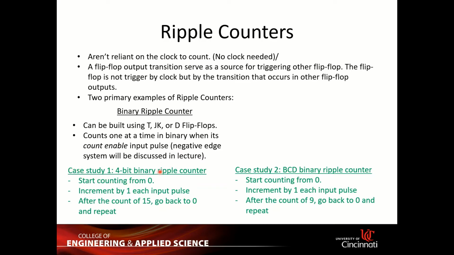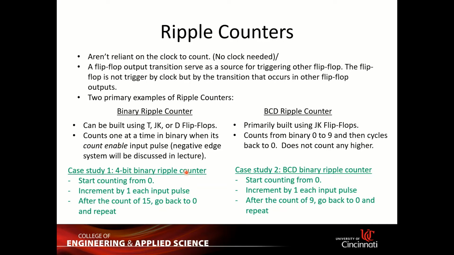So case study for this, if you have a 4-bit binary ripple counter, if you start from 0, okay, which is 0, 0, 0, 0, you increment by 1 in each pulse. After the count go to 15, which is 1, 1, 1, 1, it will go back to 0 and repeat. So another case is the BCD Ripple Counter. BCD basically is similar to binary, but it only represents from 0 to 9. So it will count from 0 to 9, then it will cycle back to 0. Okay, so it's the same thing. Start from 0, increment by 1 each pulse, and after the count 9, go back to 0 and repeat.